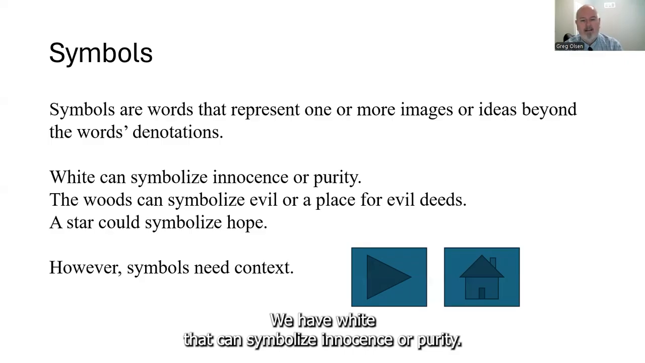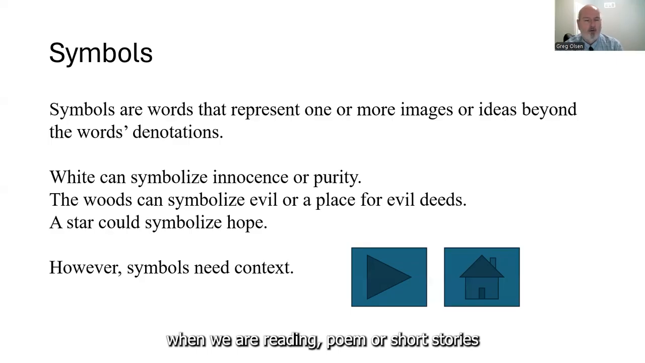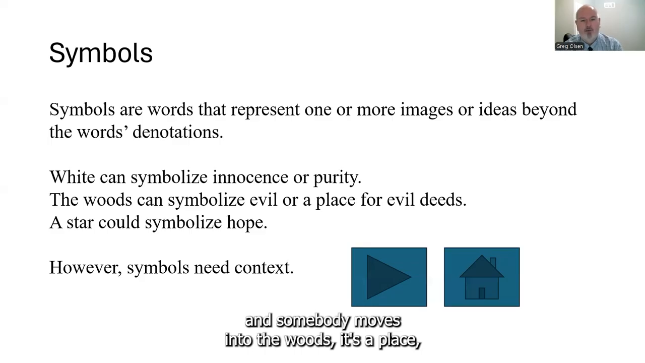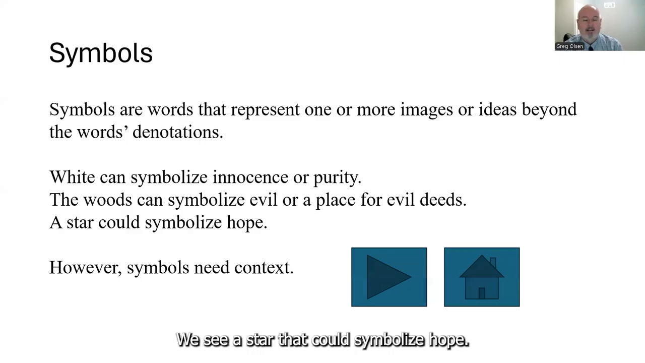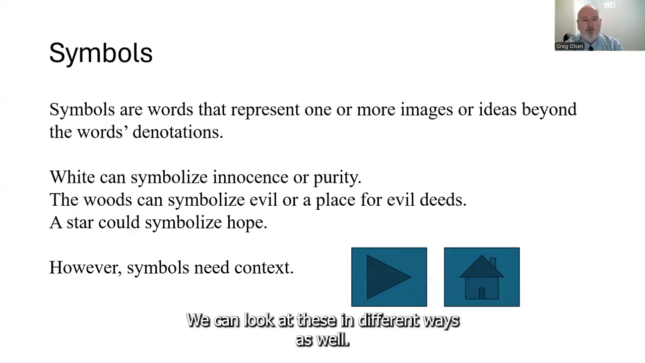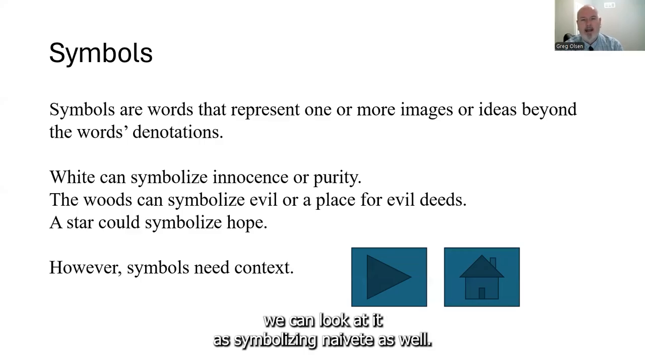We have white that can symbolize innocence or purity. We have the woods. Often when we are reading a poem or short story and somebody moves into the woods, it's a place of evil or a place for evil deeds to be carried out. We see a star that could symbolize hope. We think of wishing upon a star. So stars can become hope. We can look at these in different ways as well. White, while we might symbolize innocence or purity, we can look at it as symbolizing naivety as well.